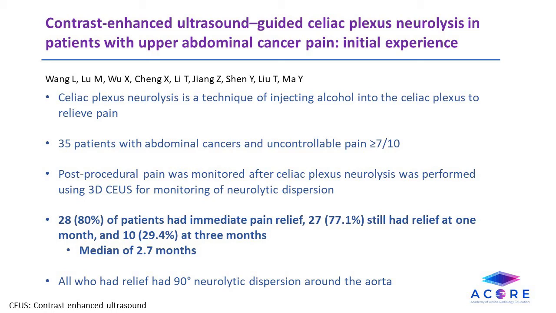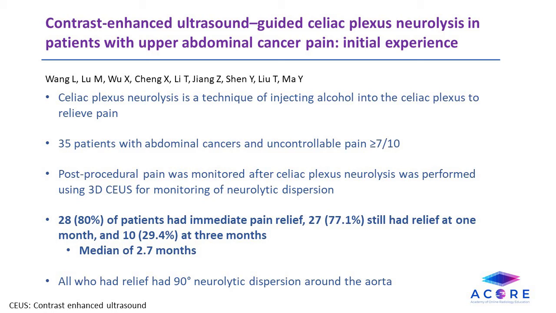This next article I have for you is in the realm of interventional radiology. They wanted to see if contrast-enhanced ultrasound could help with celiac plexus neurolysis in patients with upper abdominal cancer pain. Celiac plexus neurolysis is a technique of injecting alcohol around the celiac plexus, which helps to relieve pain.